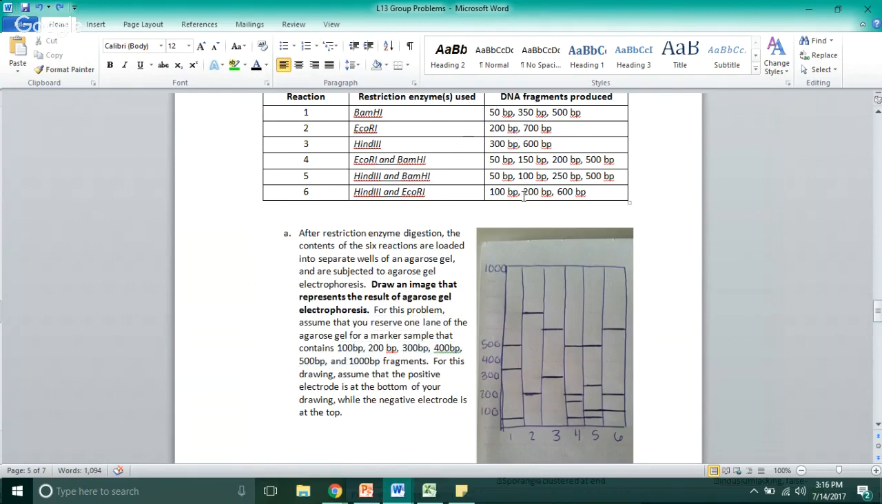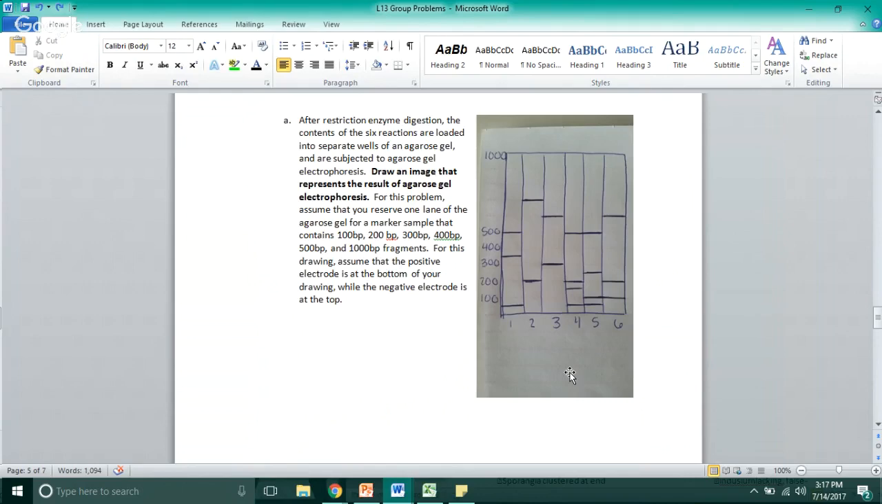And so basically you're just going up here. So the BamHI, which is one right here, you go up to 50, draw a line, go up to 350, draw a line, 500 base pairs, draw a line. And so you do that for all of your DNA fragments, for all these right here, that match up with these. So then it'll look something like this.